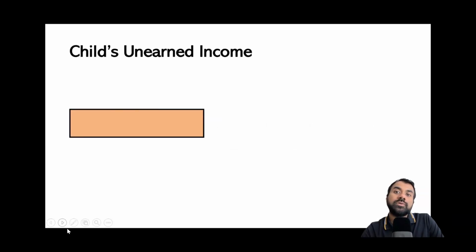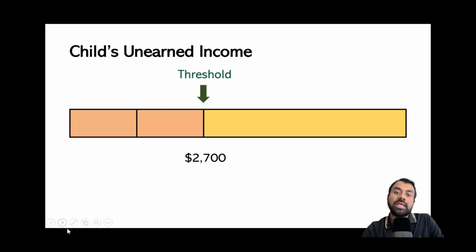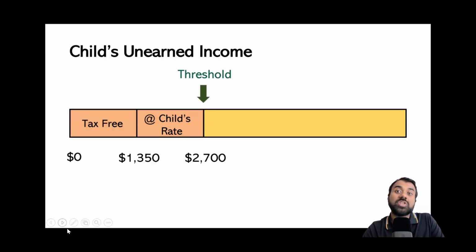Now here, I want you to internalize this image. The first thing we have is a threshold. And for the 2026 tax year, the threshold amount is $2,700. Then we have half of that amount, that is $1,350, and then we have a zero. The first part, between 0 and 1,350, is tax-free to the child. The next half, between 1,351 and the threshold amount of 2,700, that part is going to be taxed at the child's rate.